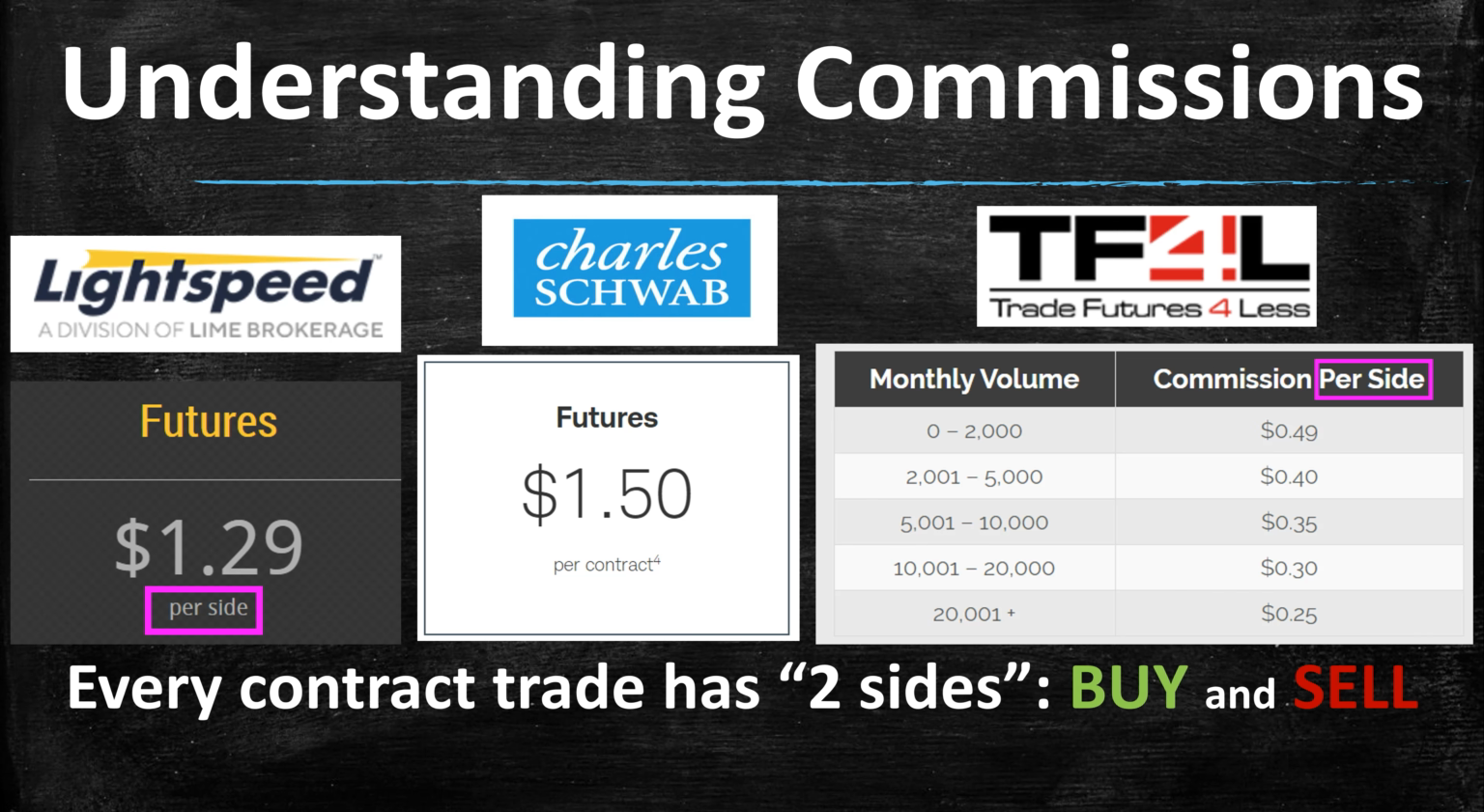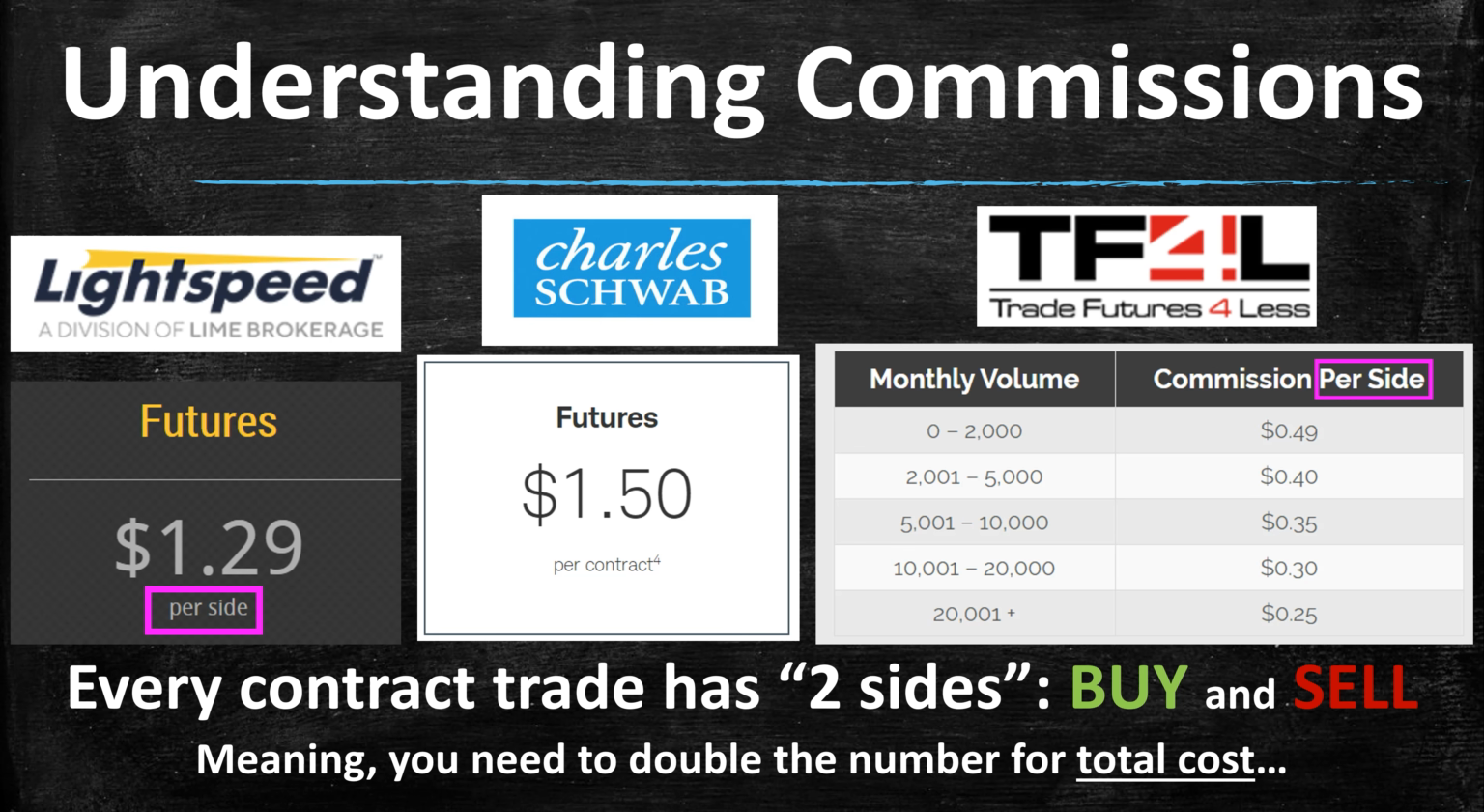Well, every contract trade, so every time you trade a contract, there's 2 sides to it, right? First, you have to buy it, that's one side, and then you have to sell it, that's the other side. So that would be 2 sides in total, meaning that you need to double the number. So whatever number you see, if you want that total cost, you need to double it, because that's only telling you per side. So to buy, and then you have to sell. So double the number. So in this situation, it's not $1.29. It's actually $2.58. Again, that's just $1.29 multiplied by 2 for 2 sides.